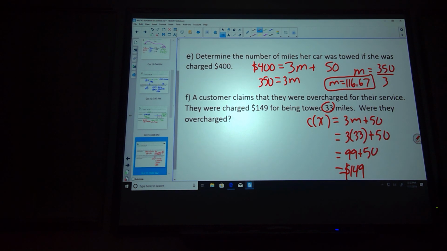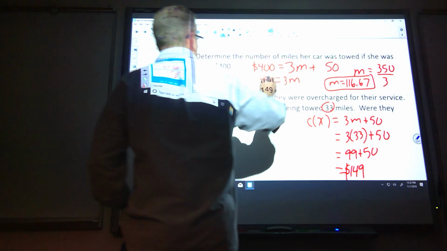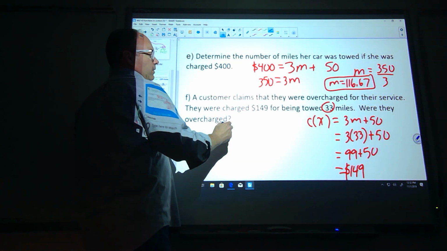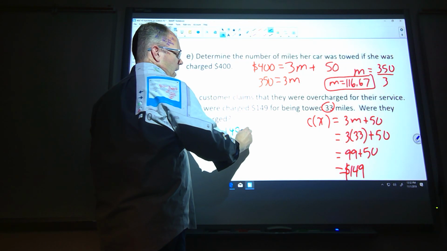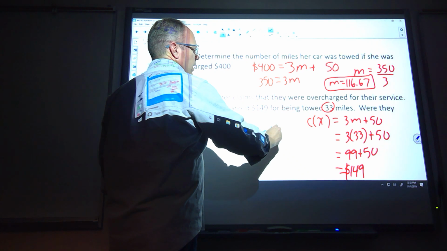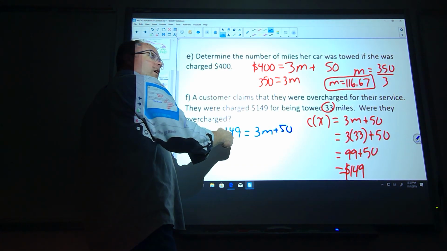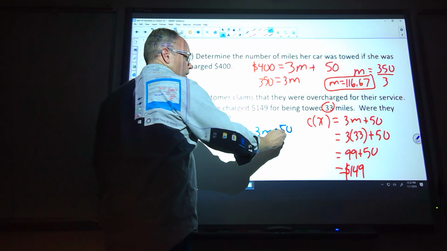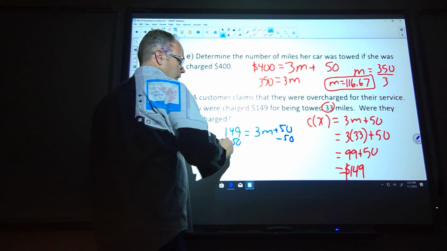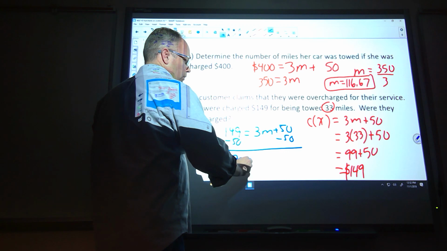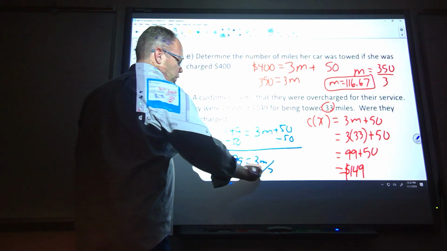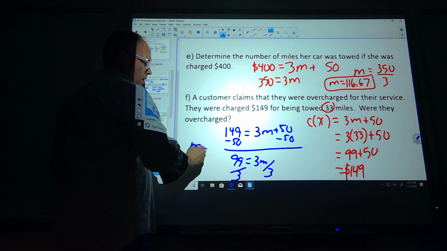And then they say, no, that's not how it works. And the contract says, well, that's fine. Well, 149 equals 3m plus 50. So you're saying this is what you're charged. This is our rate. All right, subtract 50. I get 99 equals 3m. Divide by 3. So m equals 33.